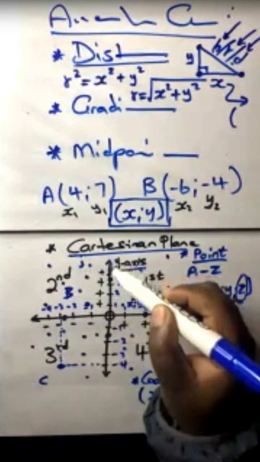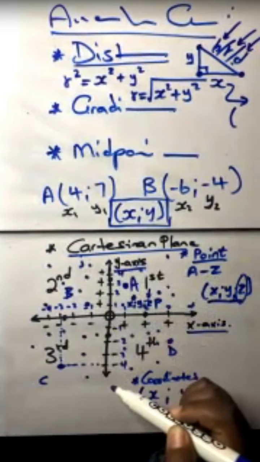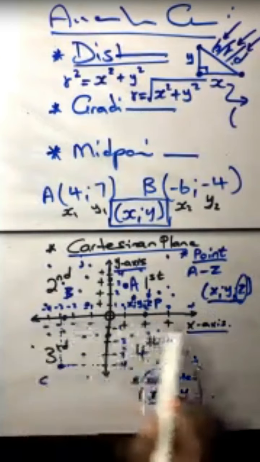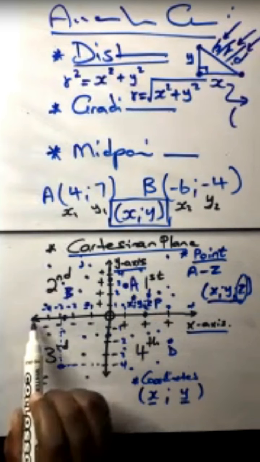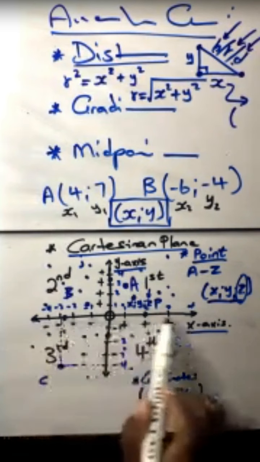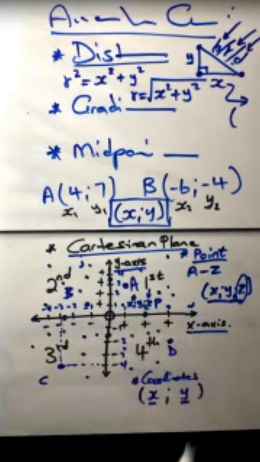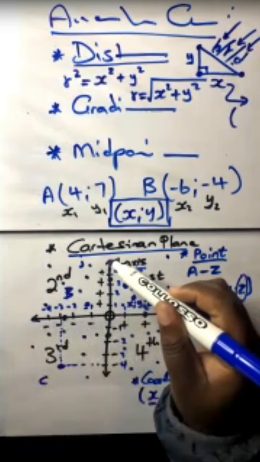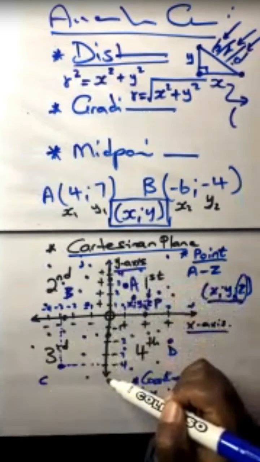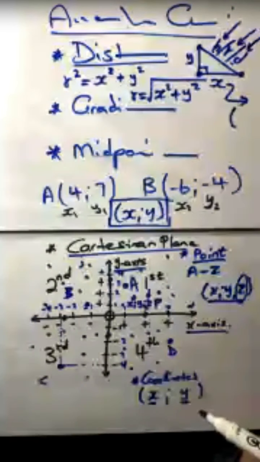y is the vertical line. Do you agree? Yes, sir. And x is the horizontal line, isn't it? Yes, sir. So that means all the numbers along that horizontal line are your x values. All the values along that vertical line are your y values.